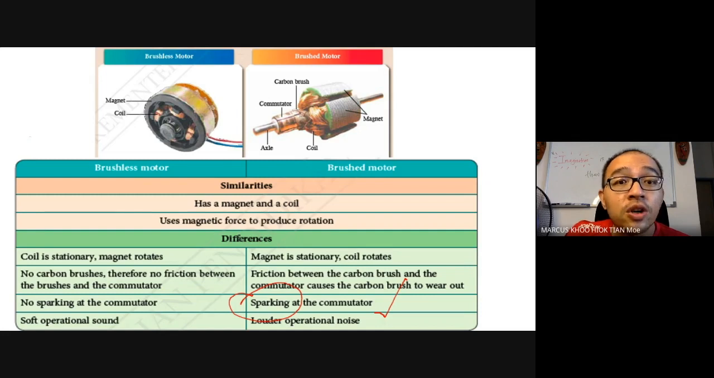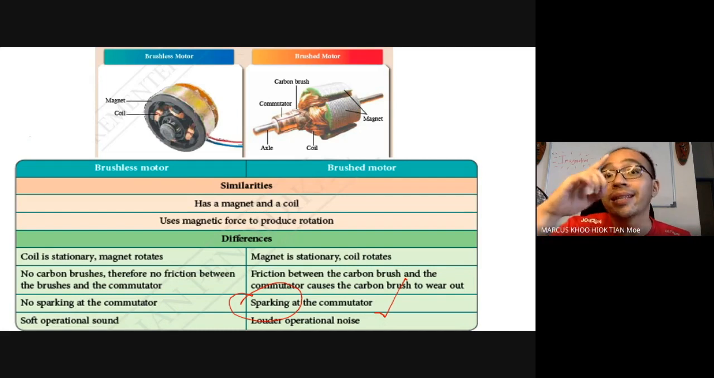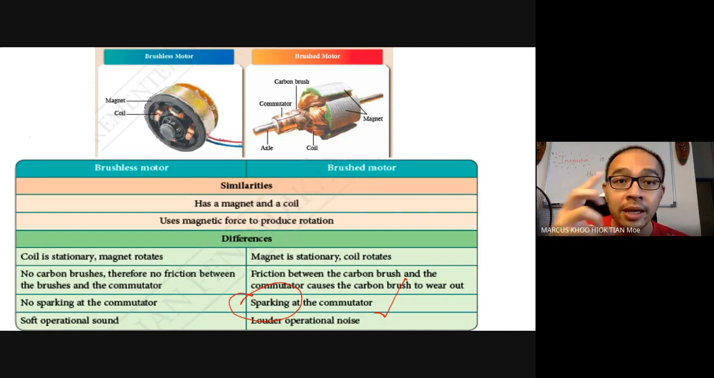Okay, but the good thing about brush motors, if I think by now you can already detect, is that brush motors are cheap. They are much cheaper than brushless motors, because brushless motors work terbalik. The coil remains stationary. It is the magnet that rotates. And we find that when the magnet is rotating instead of the coil, the efficiency is better. It is able to rotate even better.